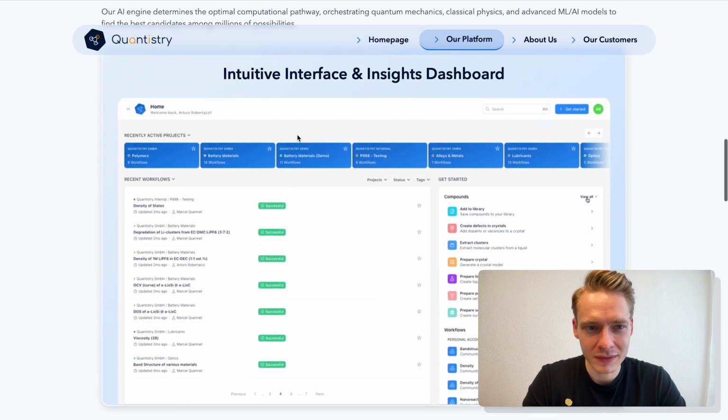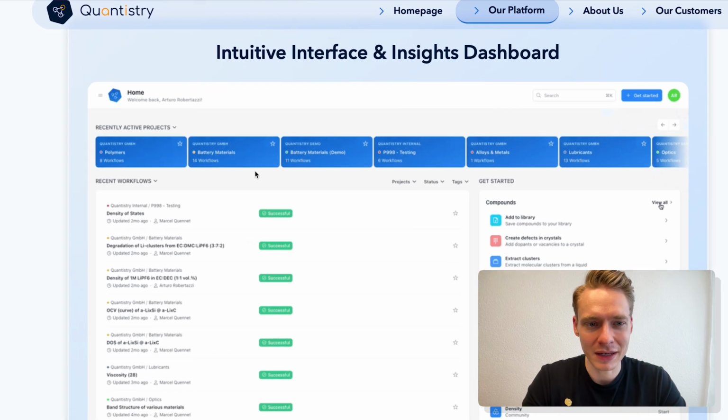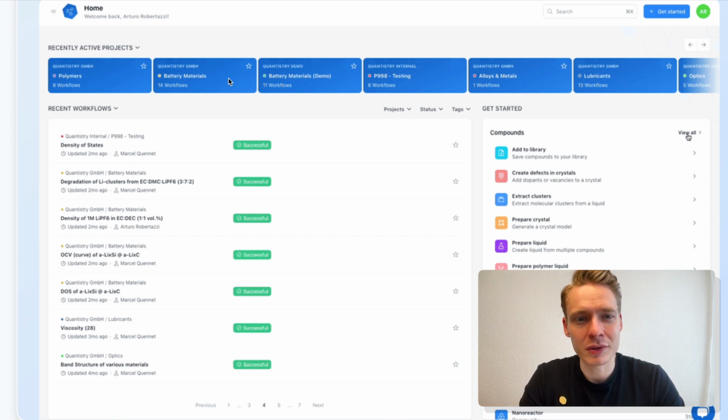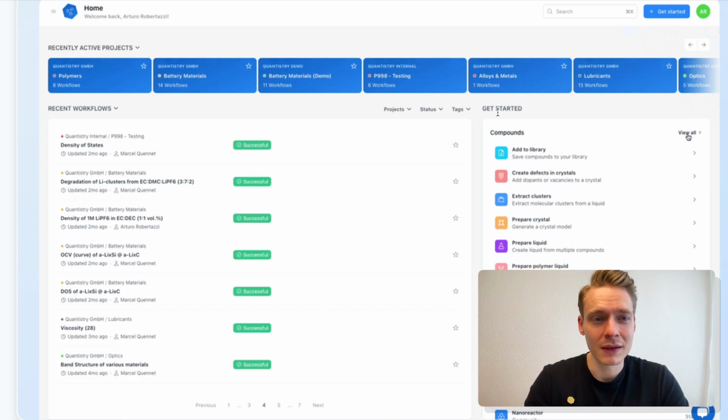This is what it looks like, I guess, the platform. So here we see recent workflows, active projects, compounds, workflows. So recently active projects, you see, for example, here polymers, what we've talked about before, right? But there's also battery materials and so on. So these are like the use cases that they are, let's say, considering, alloys and materials.